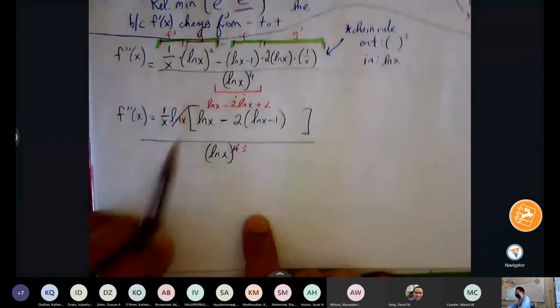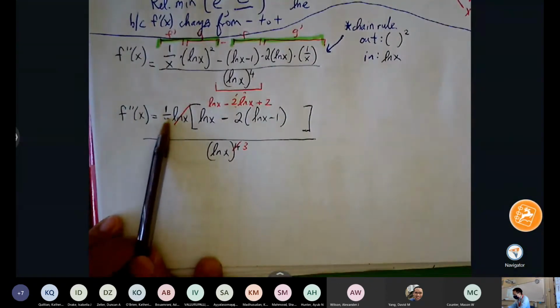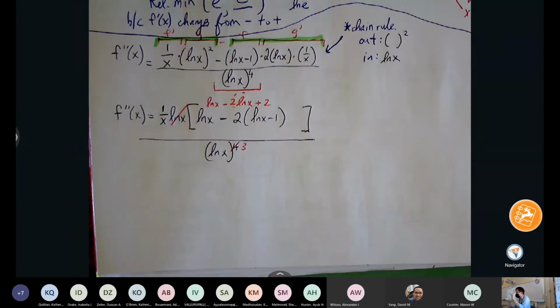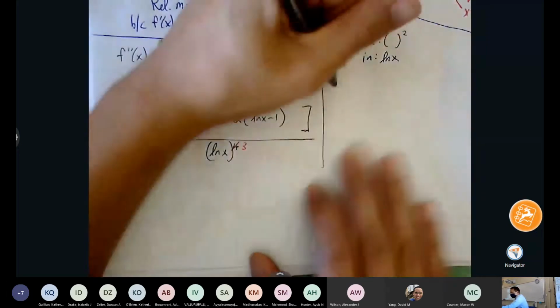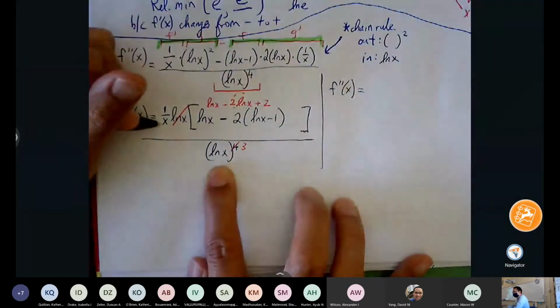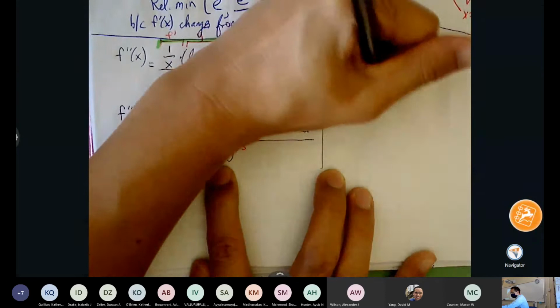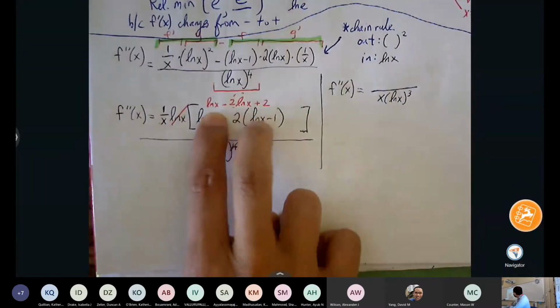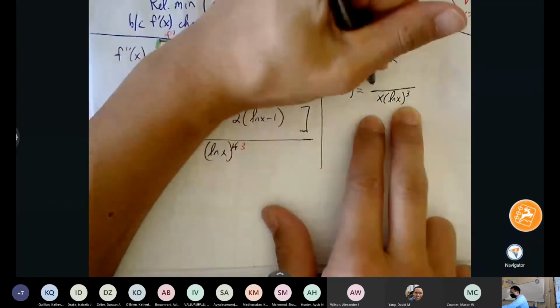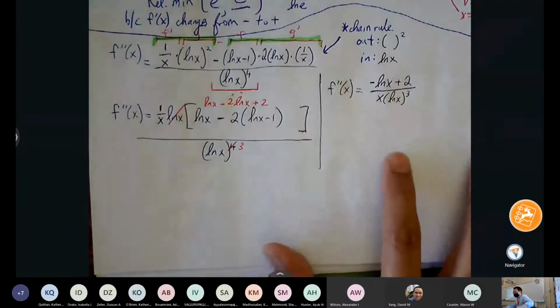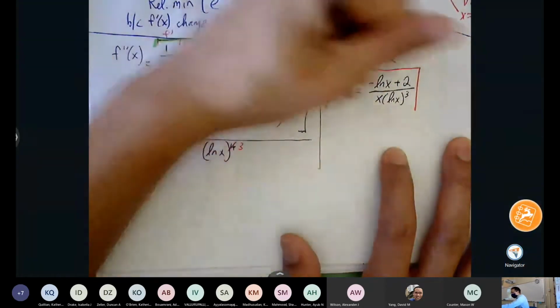And then one other thing is that this x is in the denominator, but this natural log of x is also in the denominator. I know they seem like they're in different spots, but they're both denominators, and we can merge those two denominators and have them share the same space. So here's my cleaned up f double prime function. I got the x and natural log of x to be in the denominator space, cubed. And then the numerator becomes 1 natural log of x minus 2 natural log of x, which is negative 1 natural log of x plus 2. Okay, so here is my cleaned up second derivative.